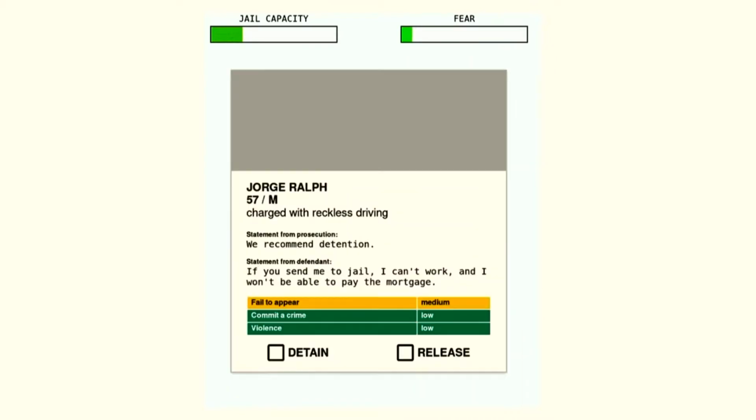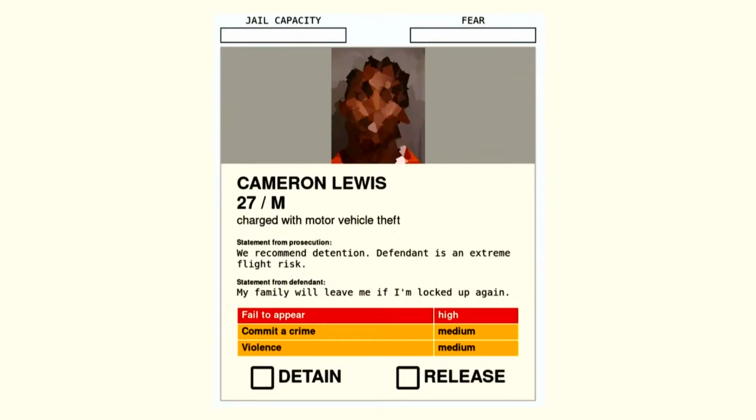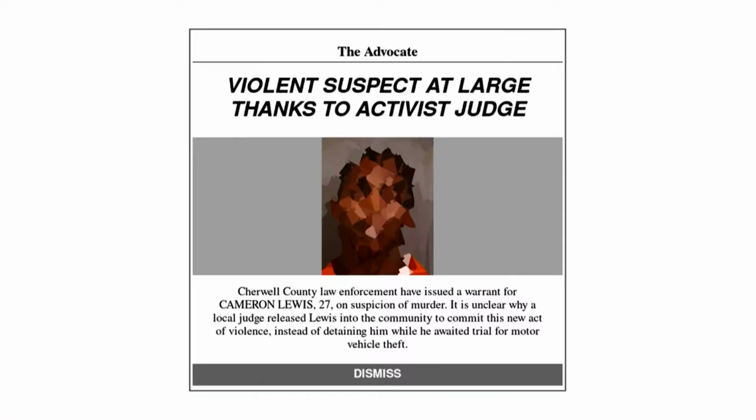And so a defendant here has a name, a charge, a story, a prosecutor recommendation, and a risk assessment. And we procedurally generate these defendants from national arrest statistics and census data. So no two runs of the simulation are the same, and students don't quite know what's coming next as they try to balance a crowding jail with public fear that spikes when a released defendant commits a crime or shows up in court.